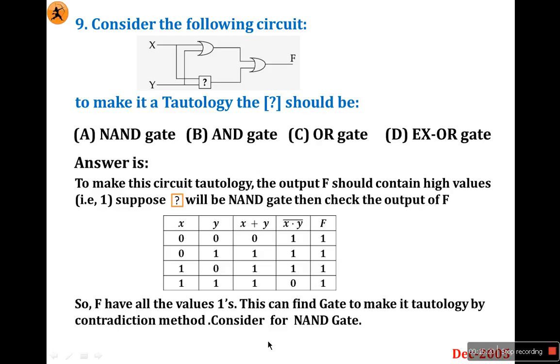This gate can be found to make it a tautology by the contradiction method. Consider the NAND gate. Using the NAND gate, actually you need to check, this is the first option I have selected. With luck, we may get the answer in the first option only, but if not, then select the AND gate, similarly the NOR gate. But before answering a question like this, first you need to know which is the suitable gate to get a high current, and select that one. You need more practice with these questions. So option is A. I hope there is no doubt.